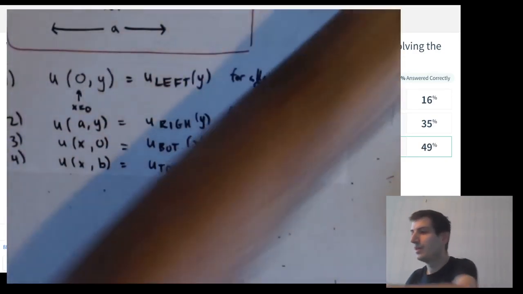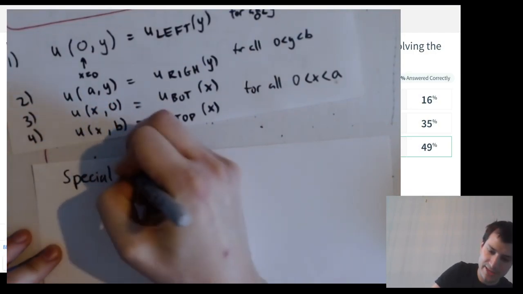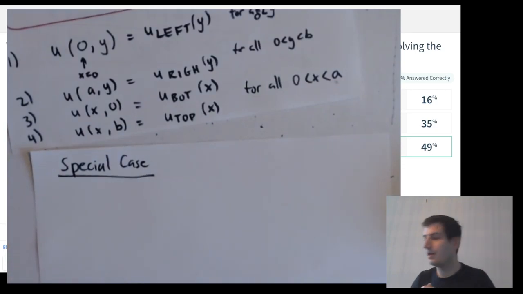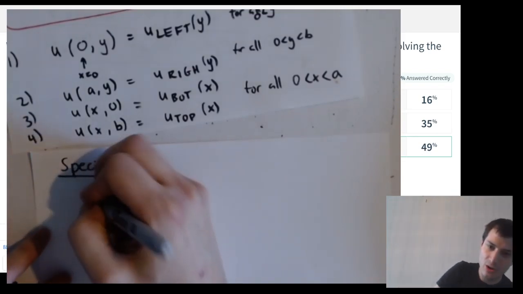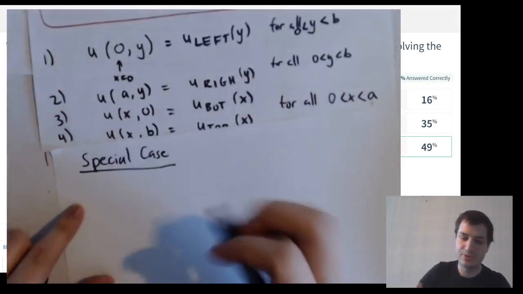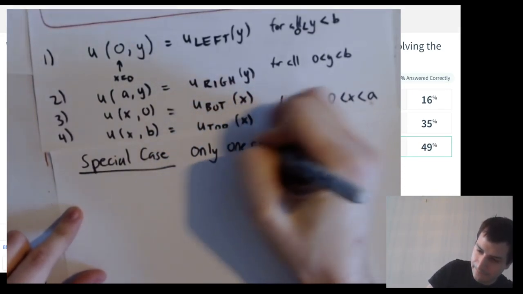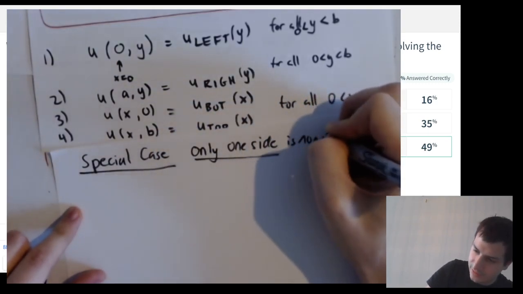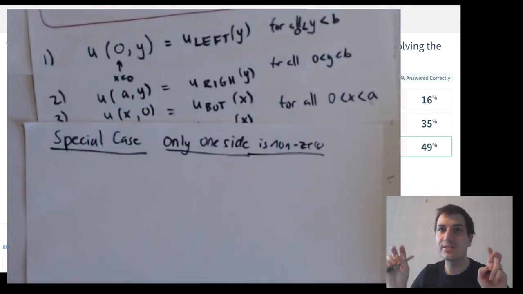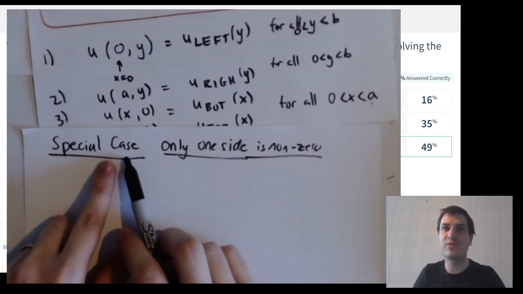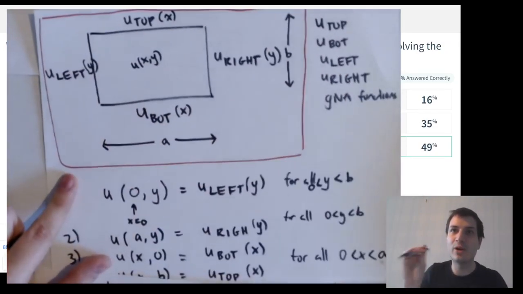I'm gonna do this problem. I'm gonna do a special case. And the special case is, let me make sure I get it right, we're going to say that three of these four sides are going to be zero. So this is the special case where only one side is non-zero. As you know, when things are zero, everything is homogeneous, and that makes everything easier. So this one is sort of like three out of four homogeneous boundary conditions. Of these four sides, only one of them is non-zero.